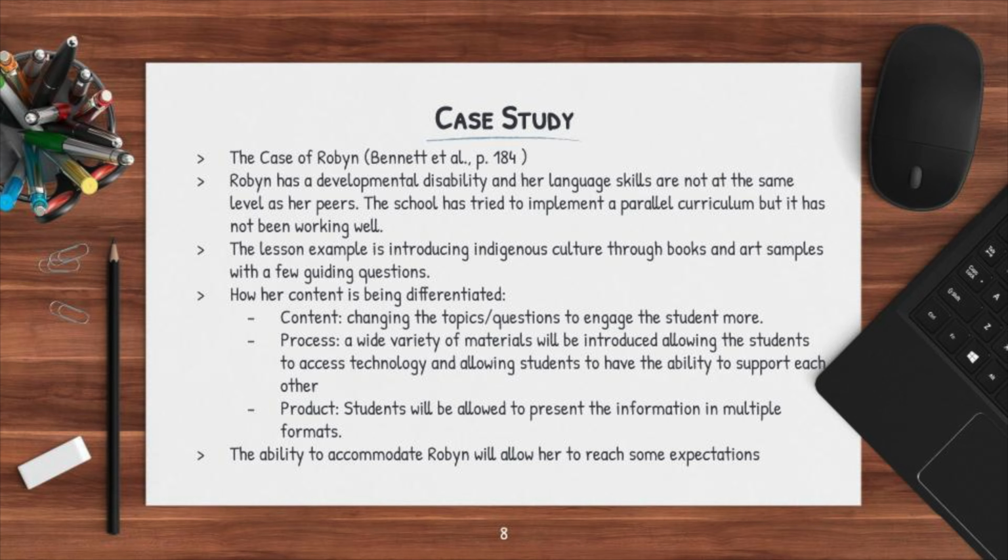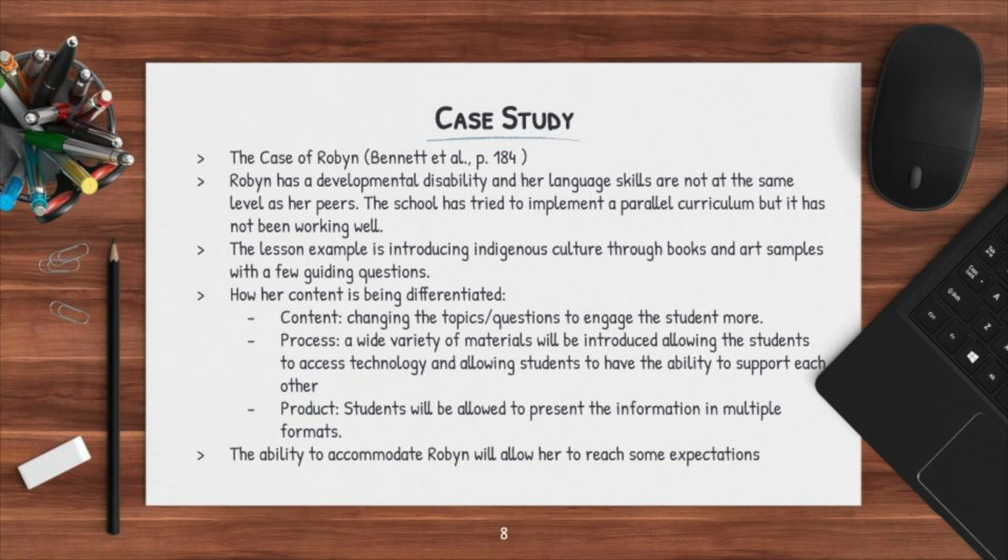The case study that was chosen is from the Bennett text, page 184. This is the case of Robin. Robin has a developmental disability, and her language skills are not the same level as her peers. The school has tried to implement a parallel curriculum, but it has not been working well in the classroom.